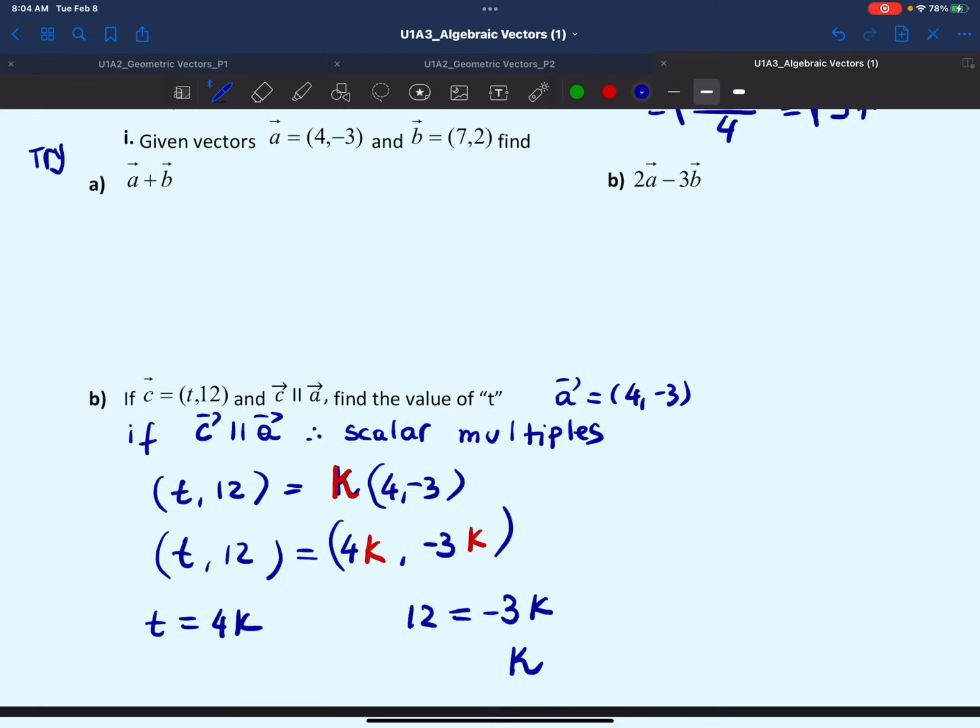So the multiple actually, or the scalar that we have in this case would be -4. So you just divide by -3 here. So when you go back now to t, then we're going to say t must be 4 times -4. So that will make t equal to -16. So we'll say that t equals -16.